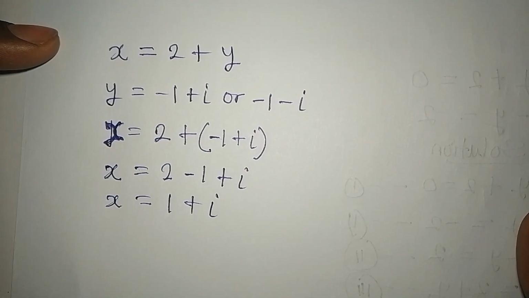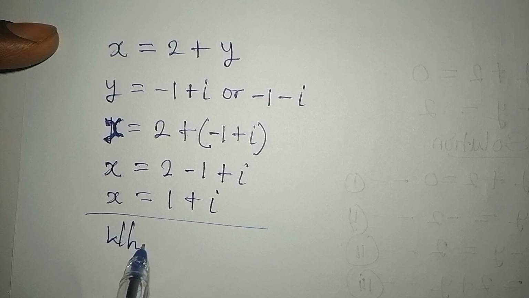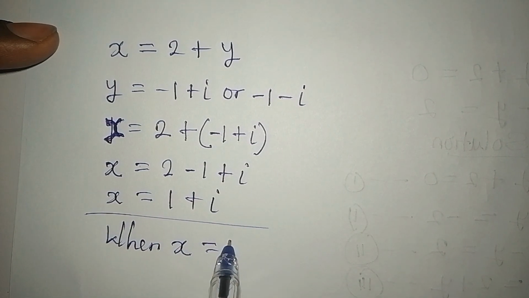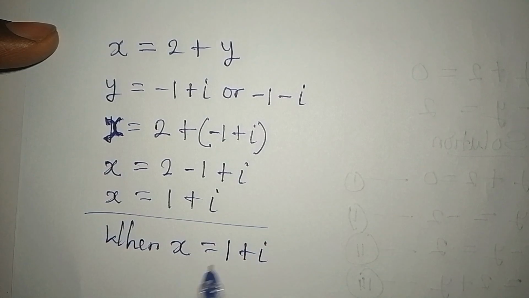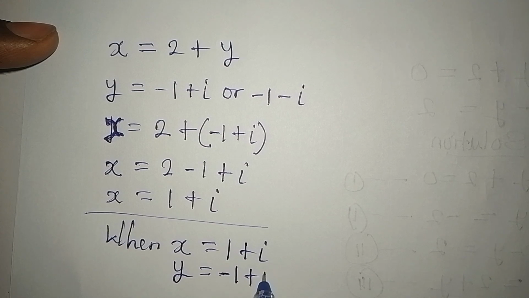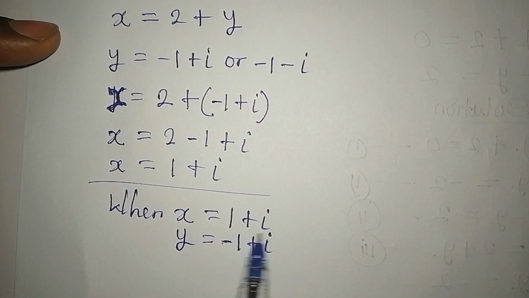What do we observe from here? We can say that when x is equal to 1 + i, y is equal to −1 + i. So this is what we have. Do not think these are the same, right? They are not the same.